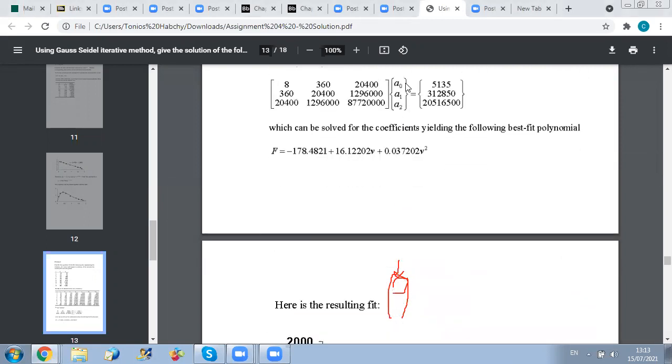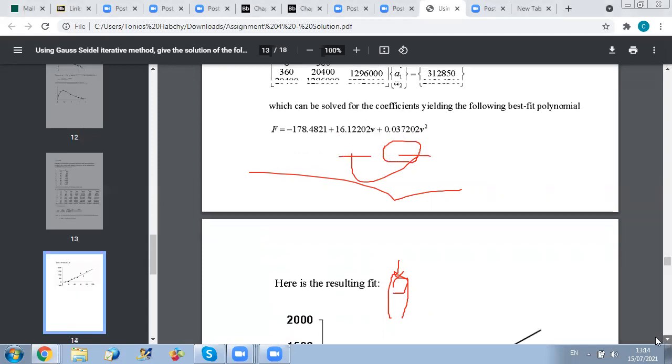Once you are done, once you get A0, A1, A2, this is your formula: F is minus 178.4821 plus 16.12202V plus 0.037202V squared. As you can see here, you can suggest that a linear fit will work well because the coefficient of V squared is much smaller compared to the coefficient of V. So I get nearly a linear behavior.